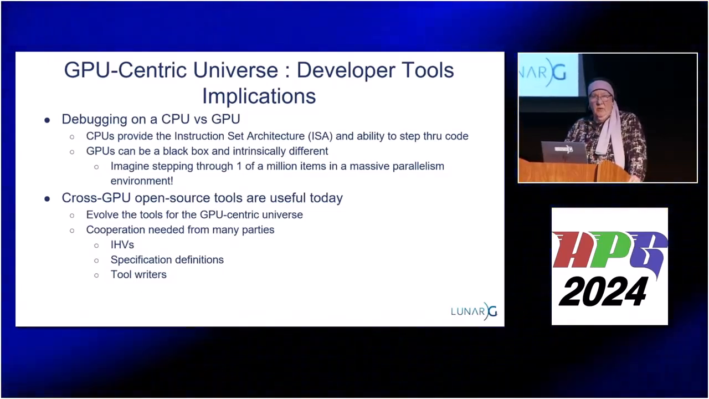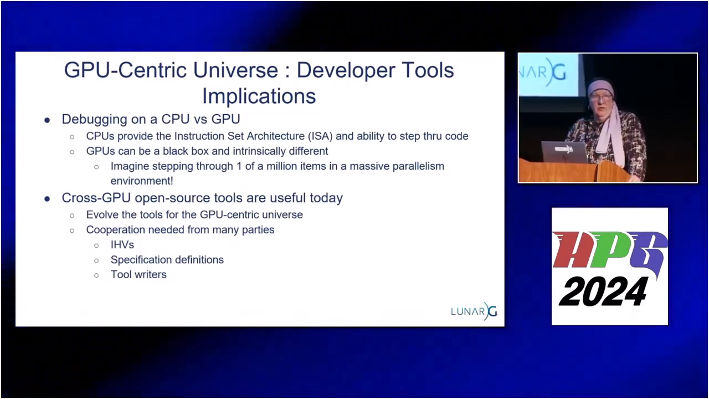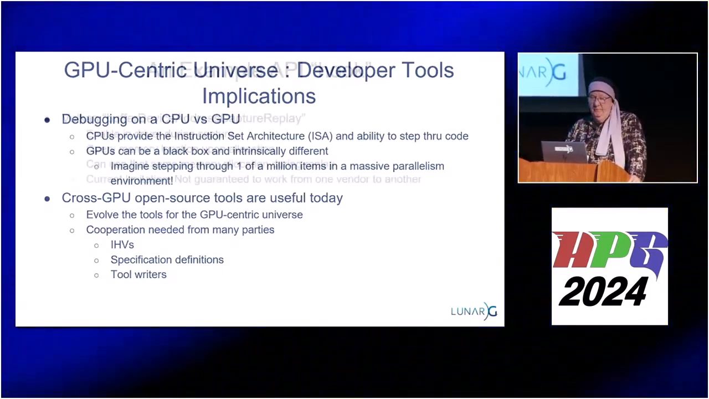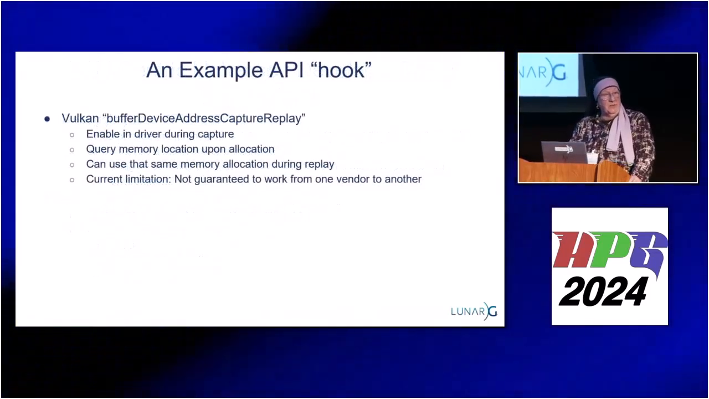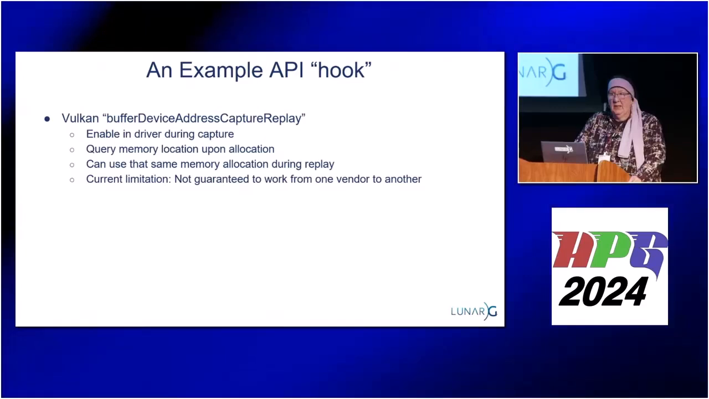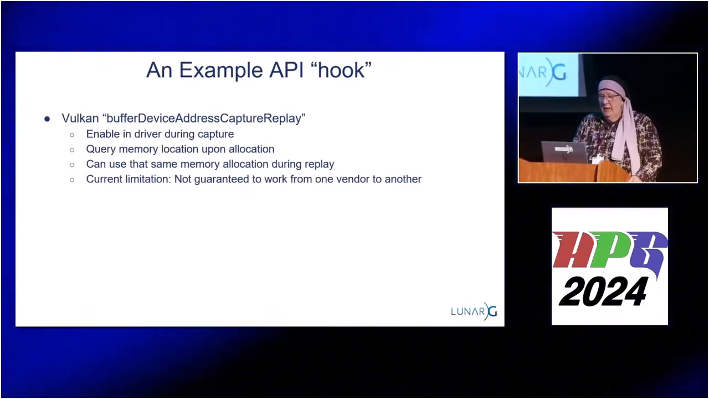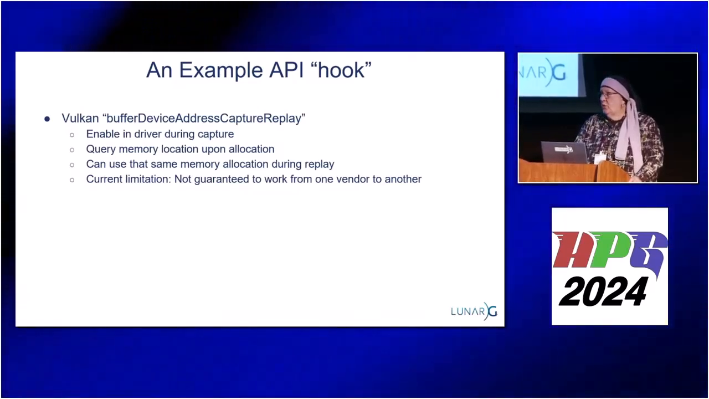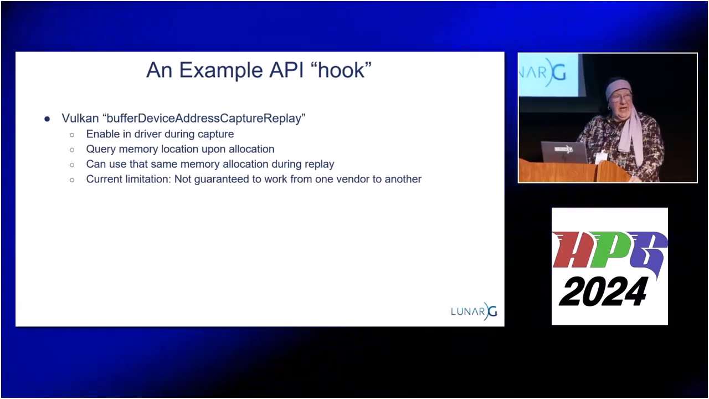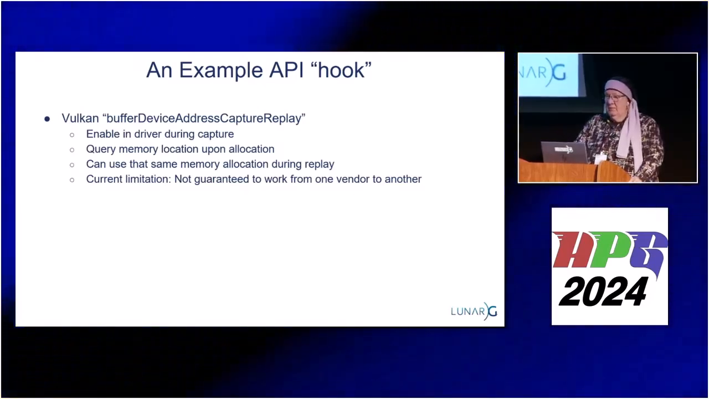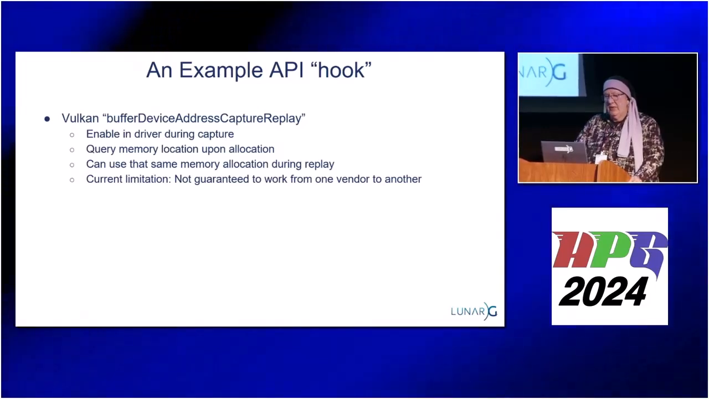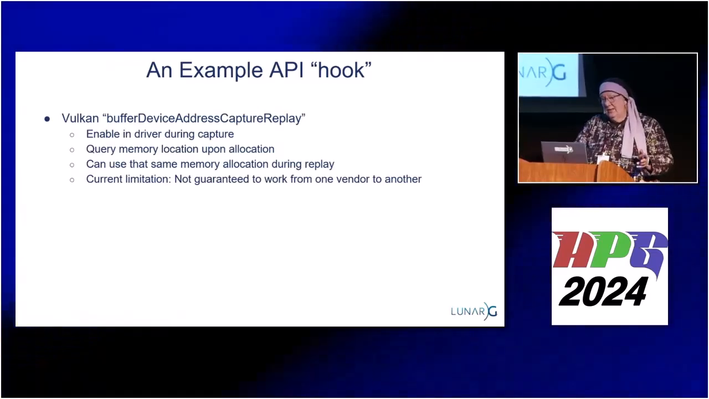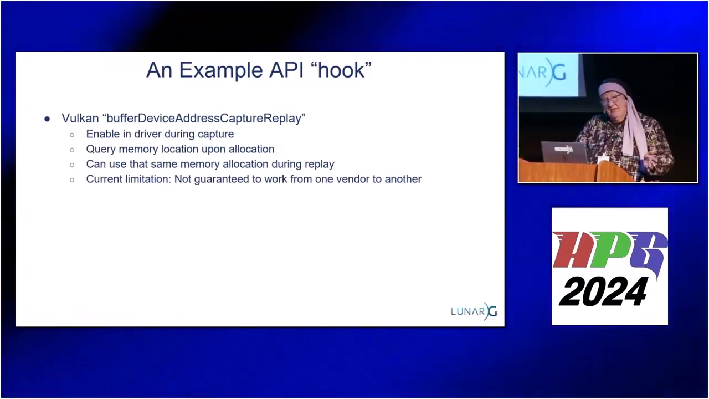Or we could go back to the mode where every IHV does their own error checking again. I don't think that would be a good solution. An example of something that can happen at the API level to help developer tools. In Vulkan, there's this thing called buffer device address capture replay. So you enable it in the driver during capture, and when memory is being allocated, you can query the memory location and then use that same location during replay. The current limitation is it's not supported by all vendors.